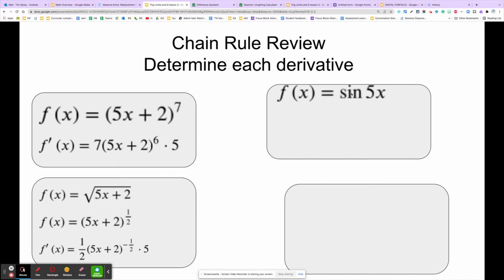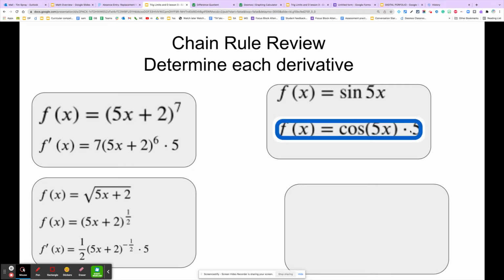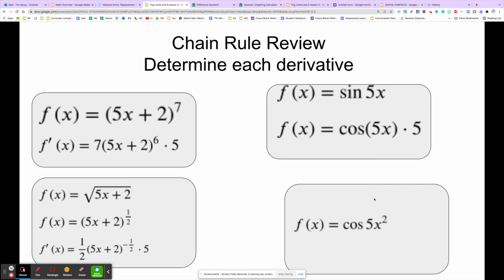So what would the derivative of sine 5x be? A lot of people are going to say cos 5x, which is partially true. Don't forget the chain rule. There's the missing 5 right there. And this one here, the cosine of 5x squared, what would the derivative of that be? We just learned that the derivative of cos a is negative sine a, so we're going to see negative sine 5x squared, and then the derivative of 5x squared is 10x.